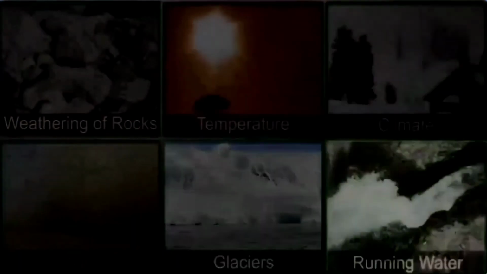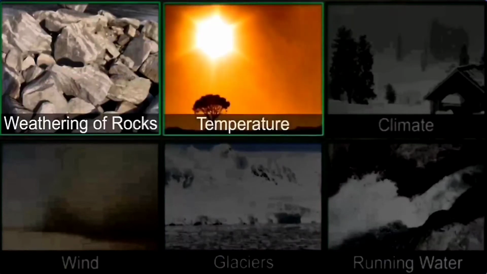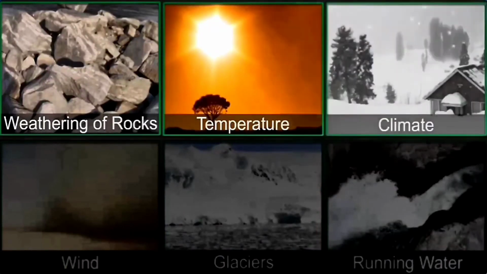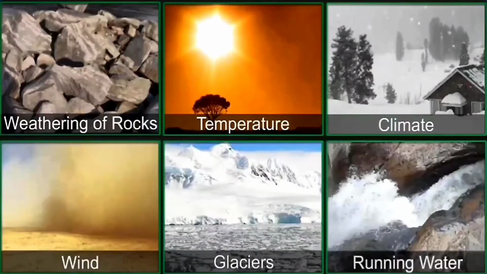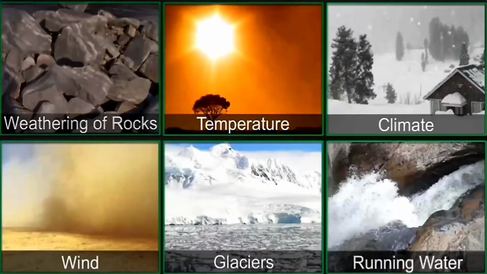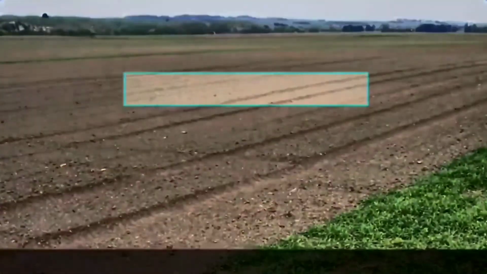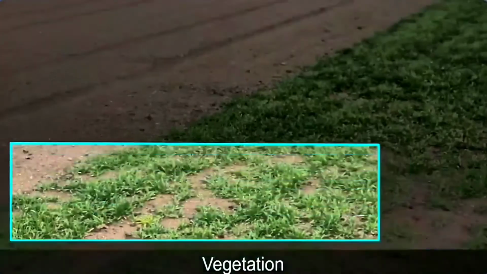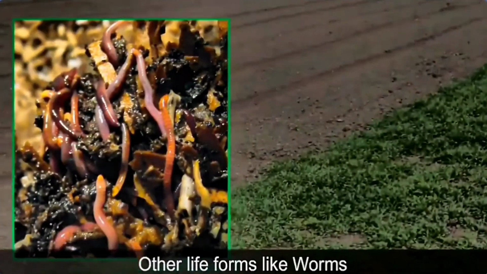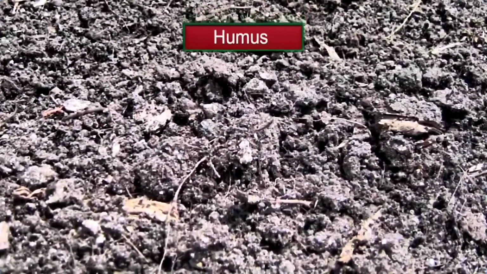So, soil is formed over a million years by weathering of rocks and also by natural agents like temperature, climate, wind, glaciers and running water. The important factors that influence soil formation are as follows. First is relief. Second is primary rock. Third is vegetation and other life forms. Soil contains inorganic and organic matter such as humus.